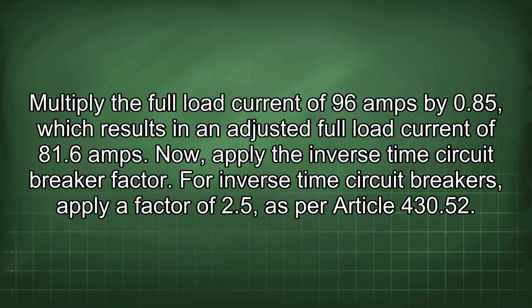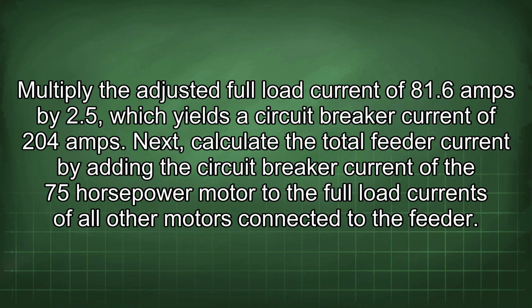For inverse time circuit breakers, apply a factor of 2.5 as per Article 430.52. Multiply the adjusted full load current of 81.6 amps by 2.5, which yields a circuit breaker current of 204 amps. Next, calculate the total feeder current by adding the circuit breaker current of the 75 horsepower motor to the full load currents of all other motors connected to the feeder.